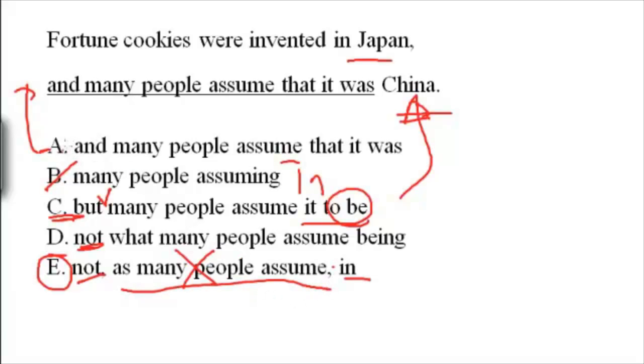Let's look at A now, right? The original sentence that we didn't consider, right? Let's look at A. Were invented in Japan, and, so complete different idea, many people assume that it was China. Okay, now see if this makes any logical sense, right? There is no contrast here at all, right? So they link the sentence with the word and, many people that it was China. No contrast at all, so it can't be A.